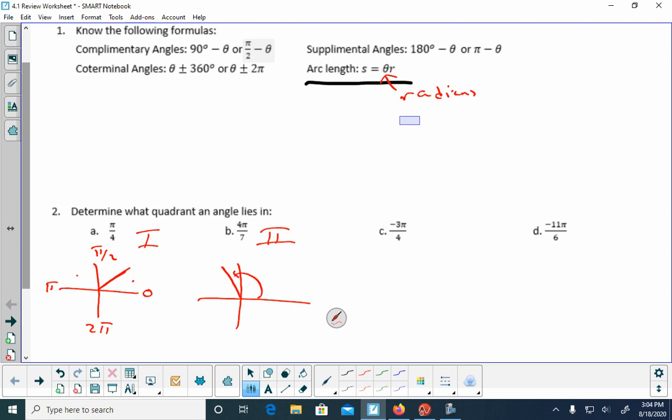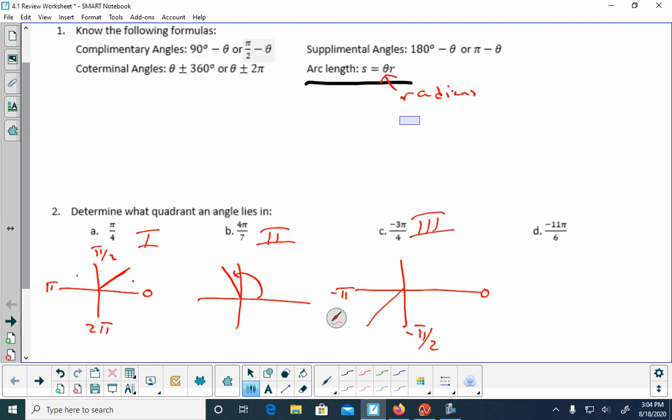C is negative, so it's negative 3 pi over 4. So this would be 0, this would be negative pi over 2, because remember a negative angle goes clockwise, and this would be negative pi. Negative 3/4 is more than negative 1/2, but less than negative 1, so it's going to be here somewhere, so that's going to be in the third quadrant.